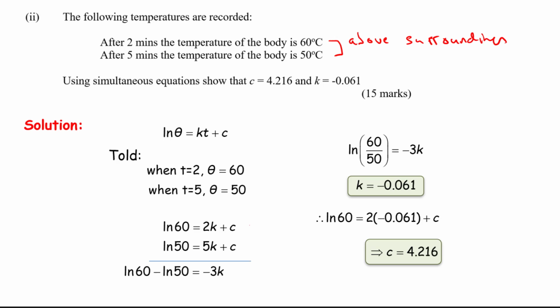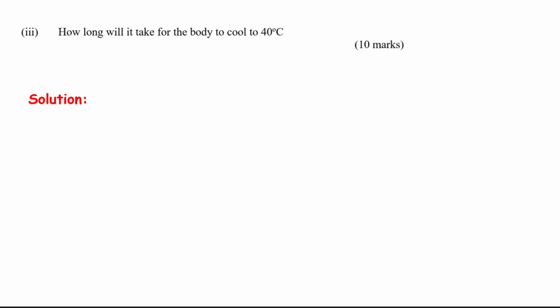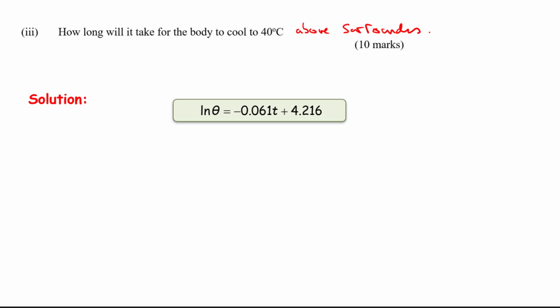So let's go to the last part. And the last part says, how long will it take the body to cool to 40 degrees? Again, it should say 40 degrees above its surroundings. It's kind of assumed that really. So now that we know what k and c are, we can write down the particular solution. So this equation allows us to find theta if we know t, or find t if we know theta. What have we been given here? How long will it take for the body to cool to 40 degrees above its surroundings? So we have theta is 40 there really.